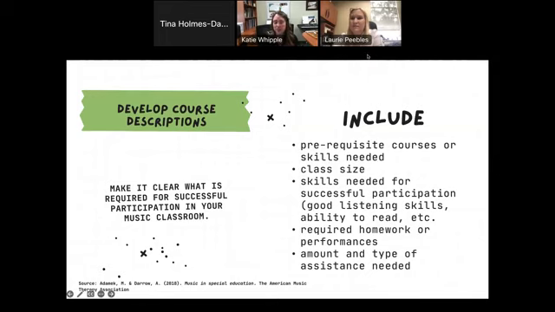So listing things like any kind of prerequisite courses or skills, of course, the class size, any skills that might be needed to successfully participate, such as good listening skills or the ability to read, any kind of required homework or performances. And then really, I think the most important is the amount and type of assistance that is needed. So this can help make it very clear what it is that students need to be successful. So if a student is going to be in your class who maybe doesn't have all of these skills, then you can really advocate to have extra support for you.